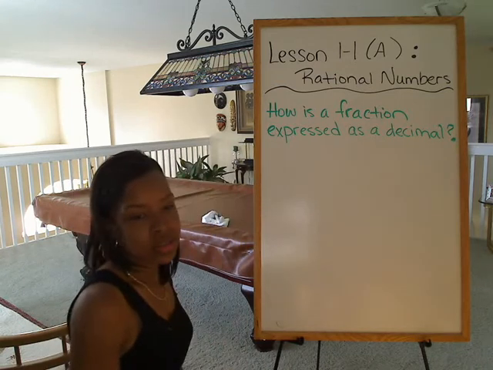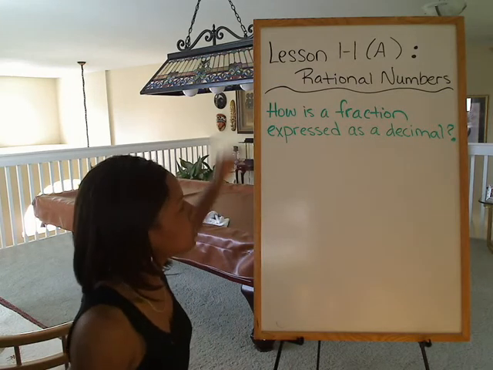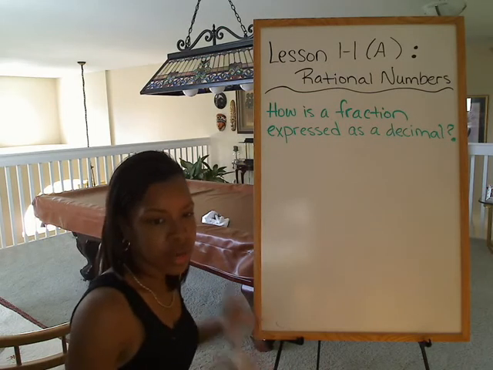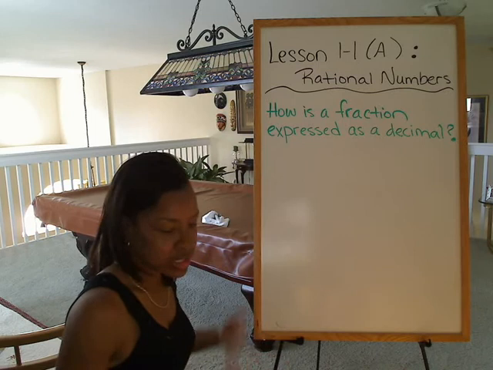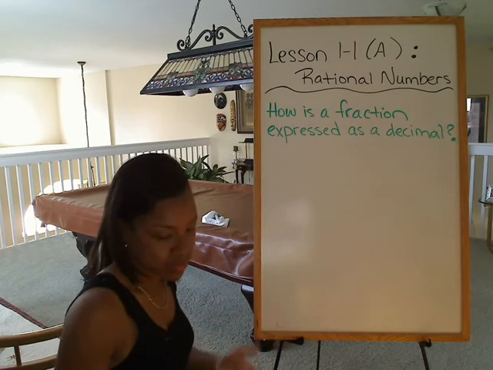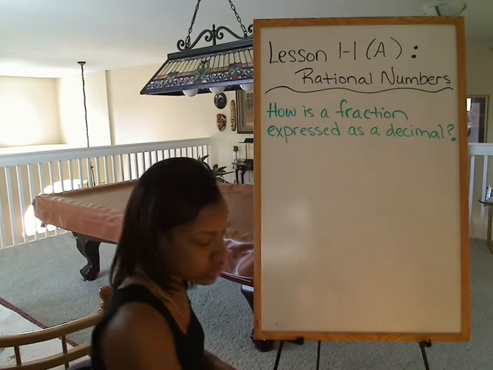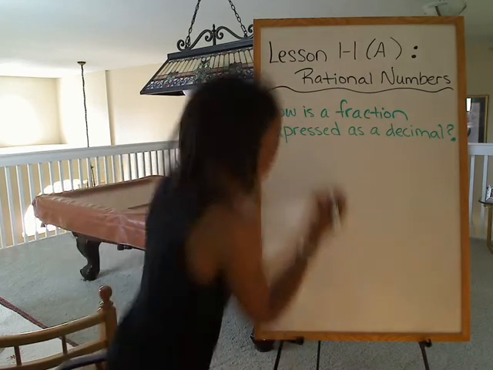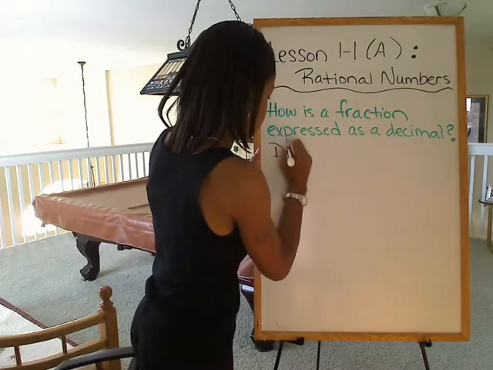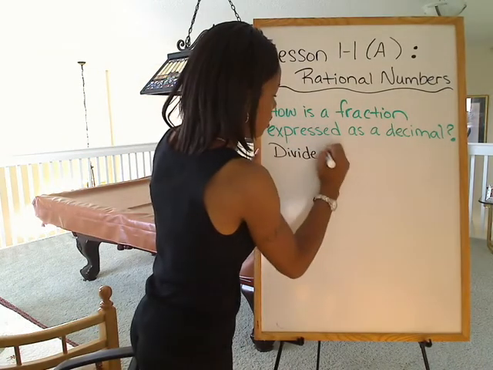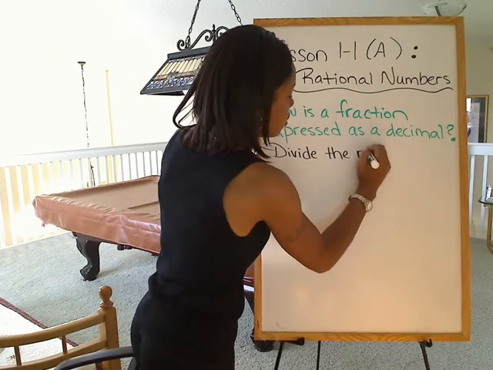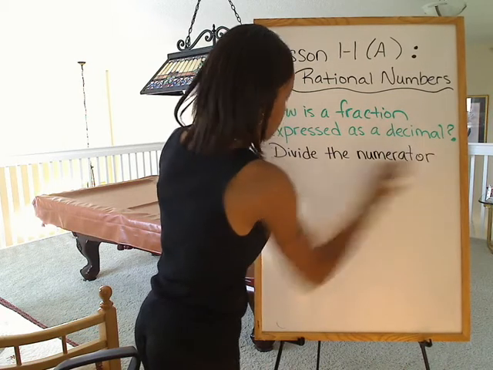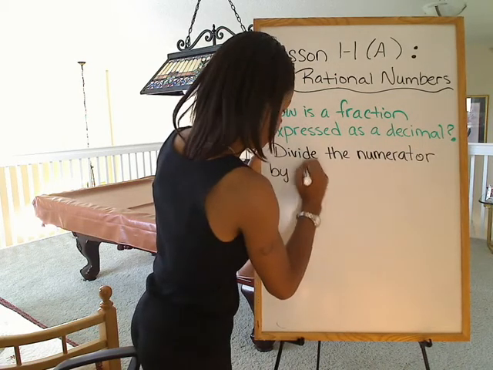Okay, our next section is going to be telling us how do we express a fraction as a decimal. If you have a fraction, how do you rewrite it as a decimal that equals that same fraction? And the answer is very simple. The answer is you divide the numerator by the denominator.